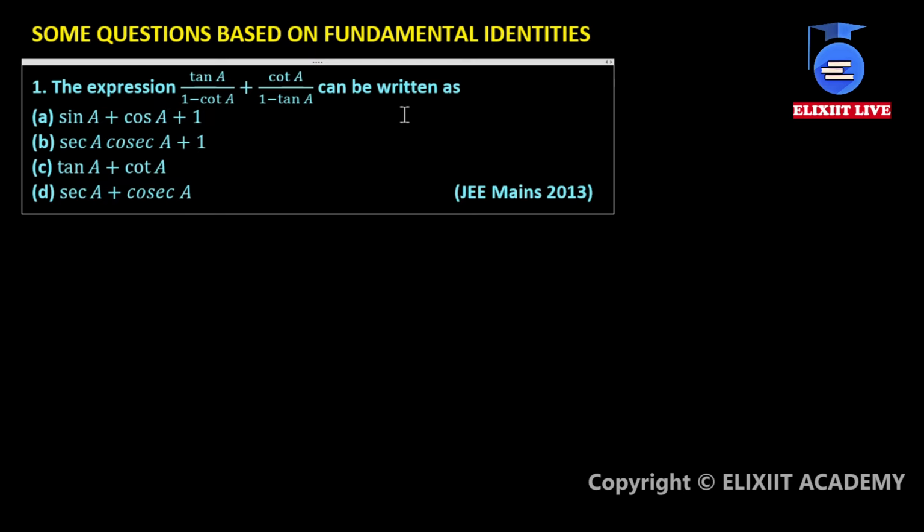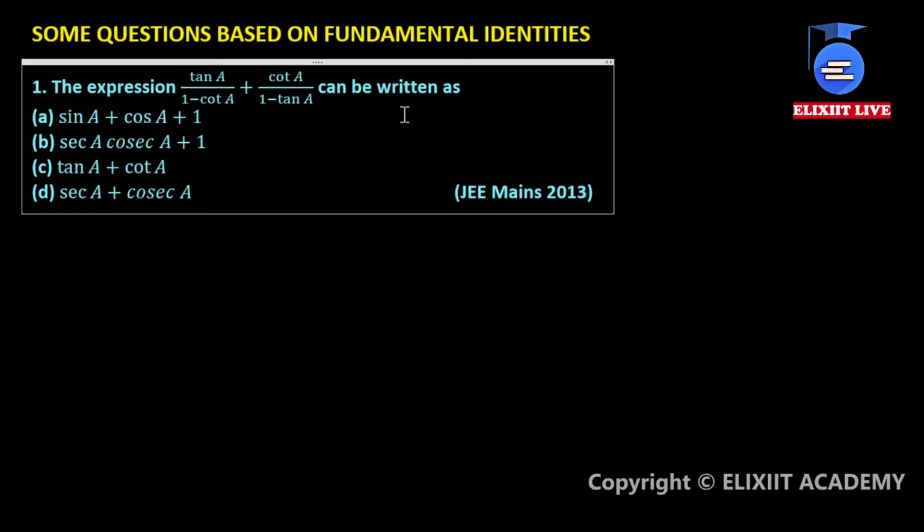Tan A by 1 minus cot A plus cot A by 1 minus tan A. This can be simplified as what? Simplify. Anit is saying B. And what are you saying?